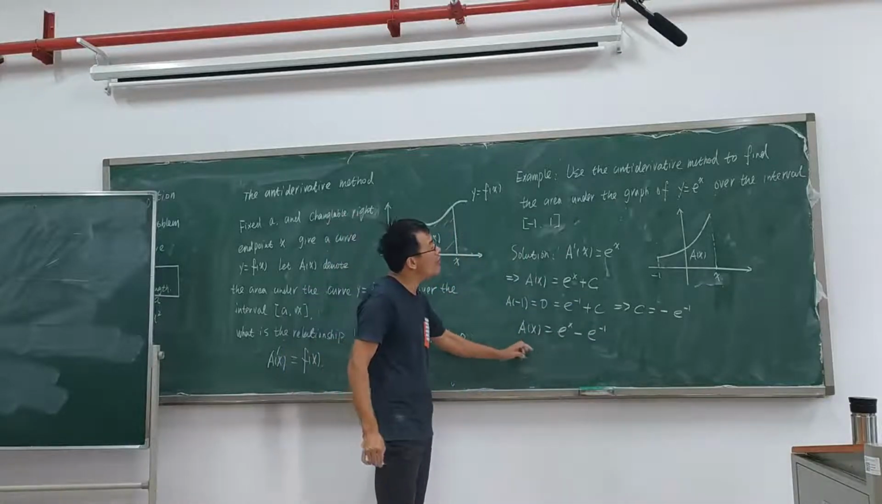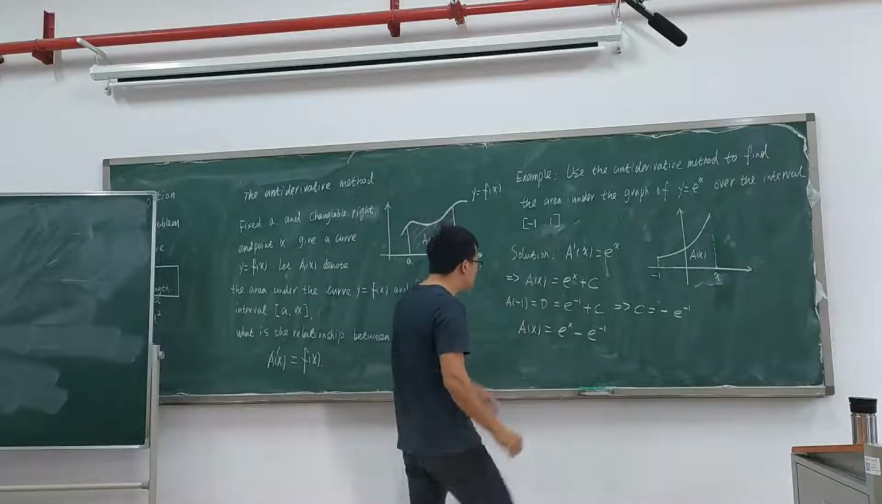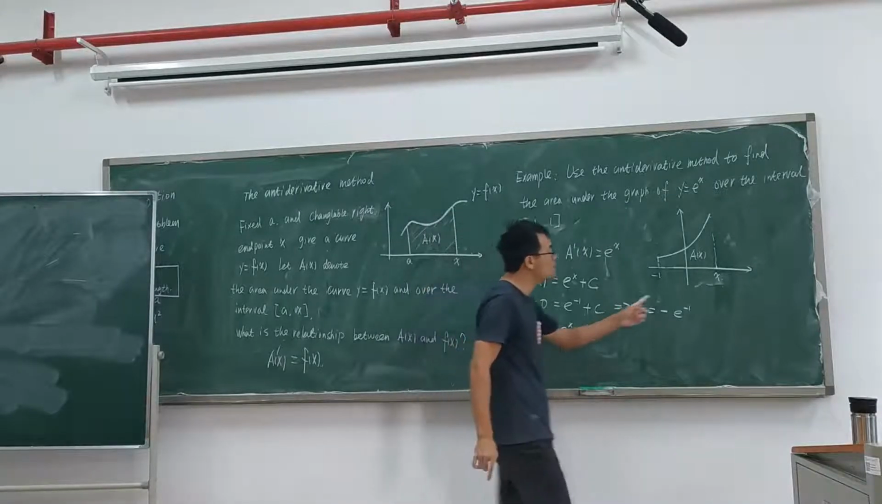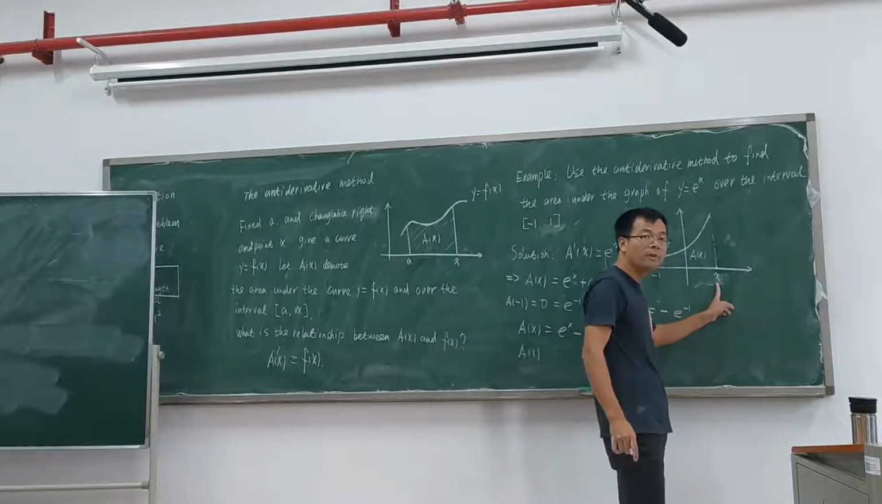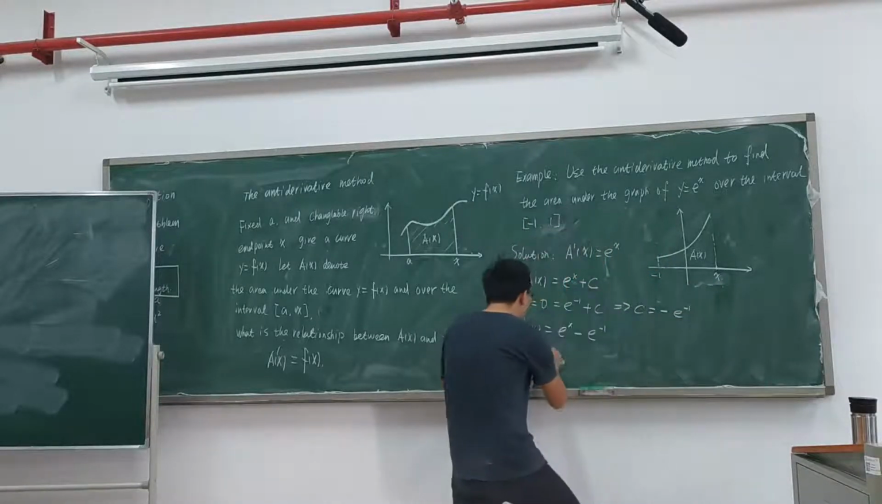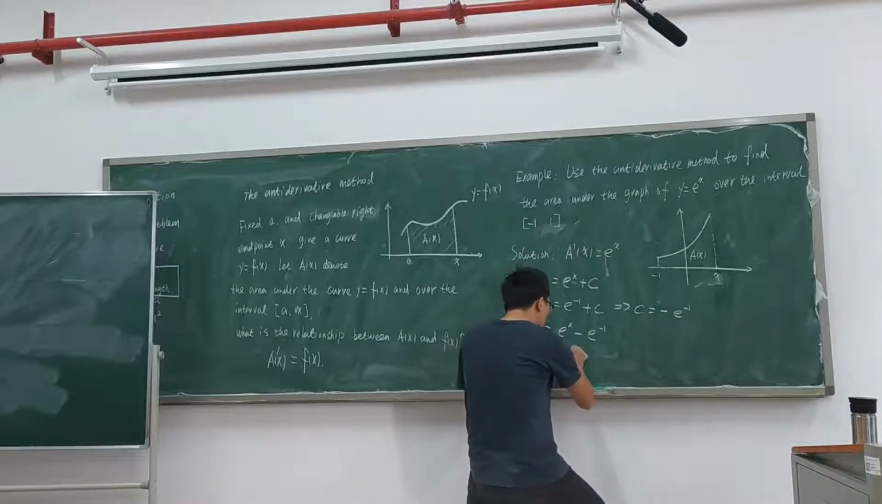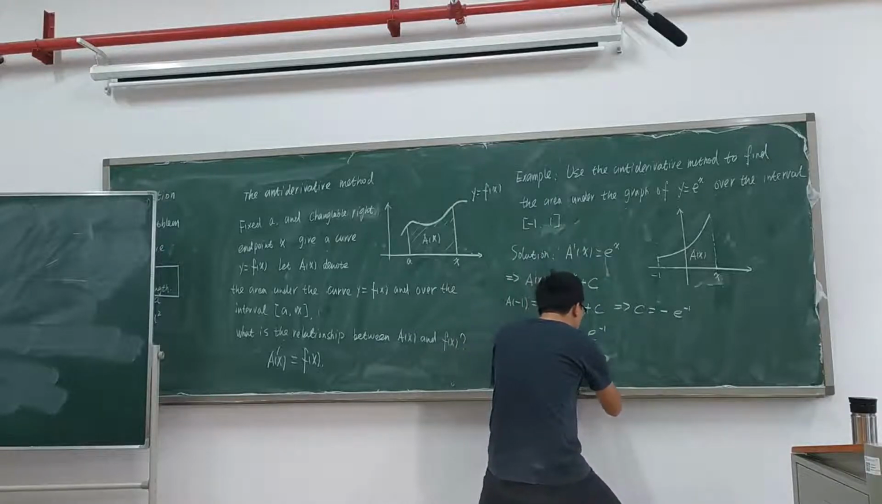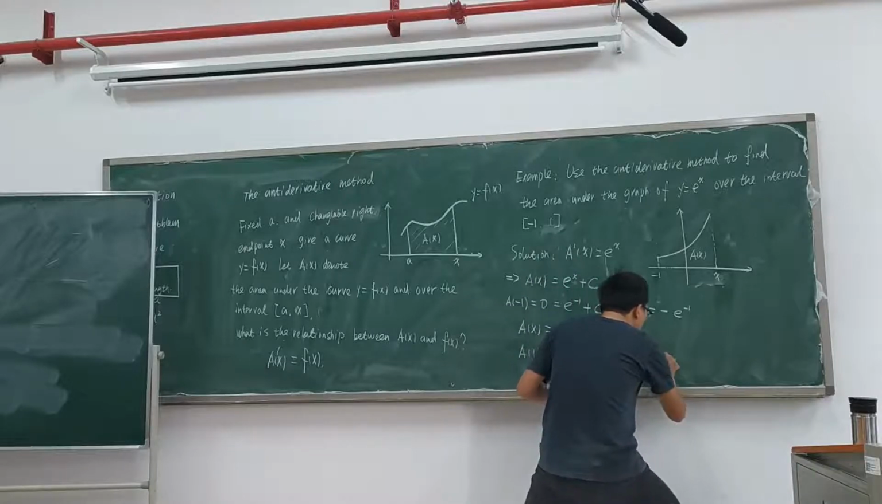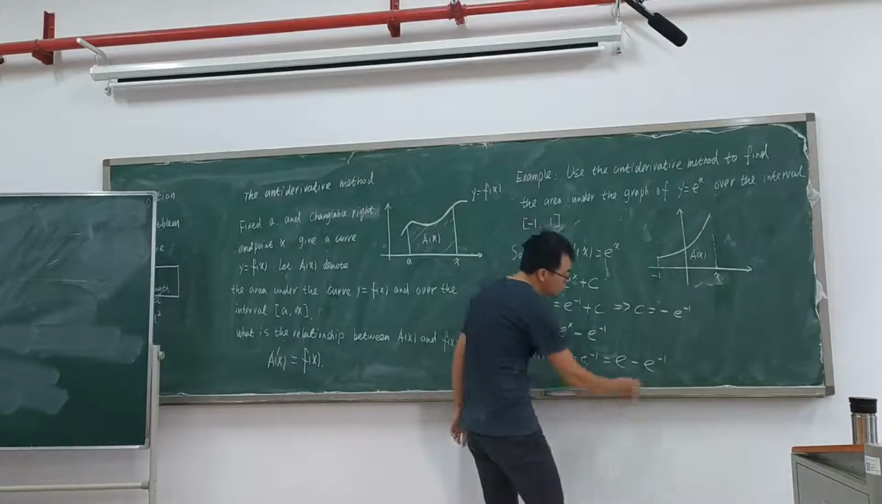So now the area in this interval is what? A(1), we just fix the x equal to 1. So we can see the area. So the area actually A(1) is e^1 minus e^(-1). So actually it's e minus e to the power -1. So this is the result. Okay?